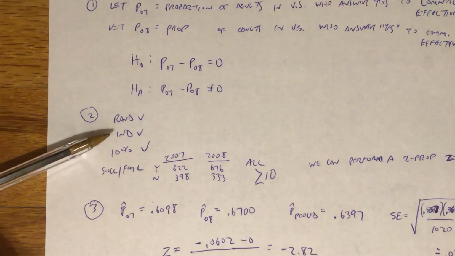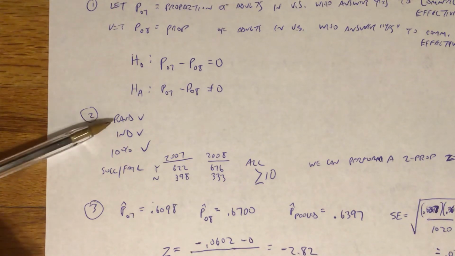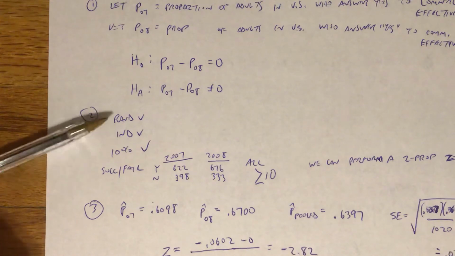Well, is there any reason when I ask someone about commercial effectiveness that the next person would be biased by their answer? If I do it correctly, no. There's no reason the next person should have their answer affected by the person I previously asked, especially if I pick them randomly. All right, so these two things are met.